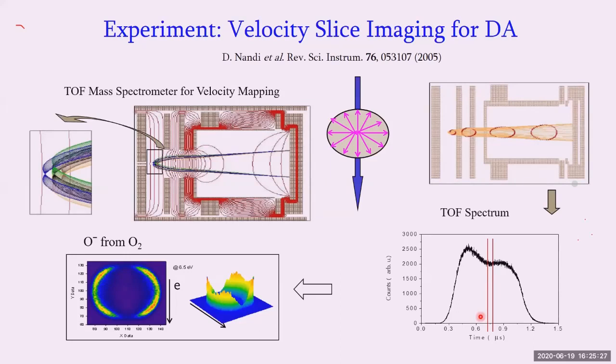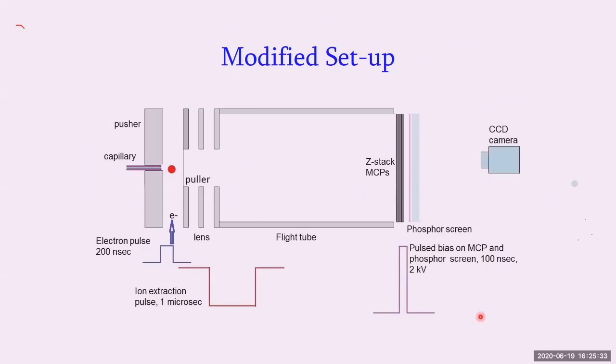So there is a new setup which I built later on, in which instead of a delay line anode, which we used to read out the position of the ion striking the detector, we use a simple phosphor screen and a CCD camera. So that was the variation in the detector. Here, of course, the slicing was done by pulsing the bias on the detector.